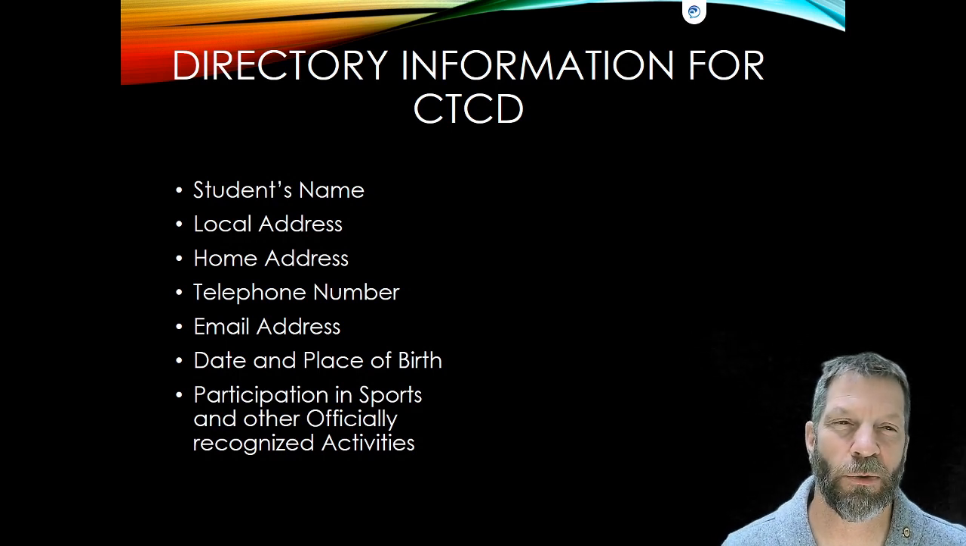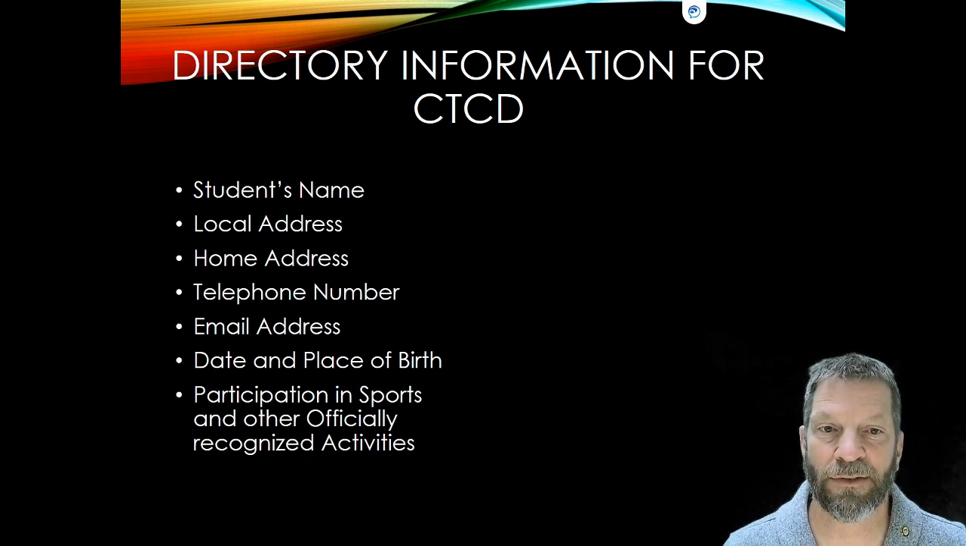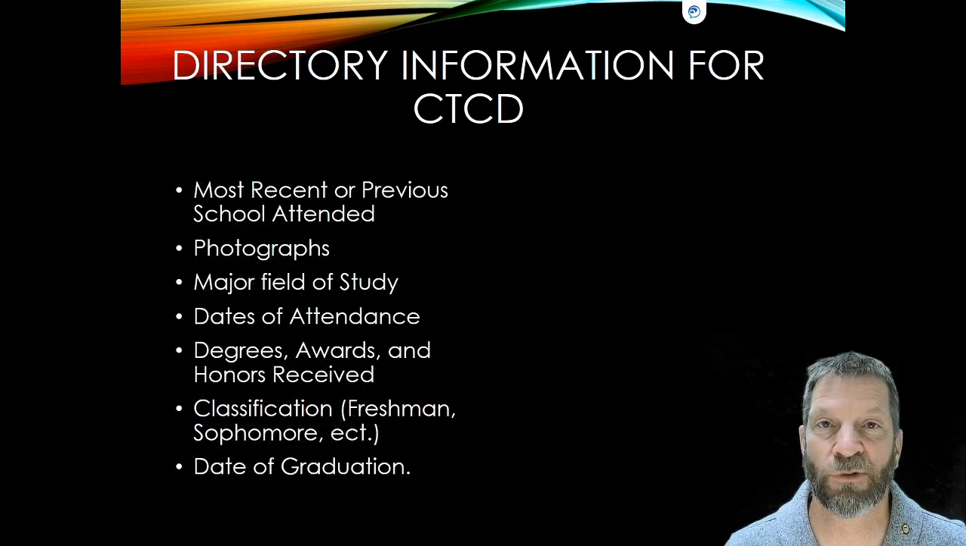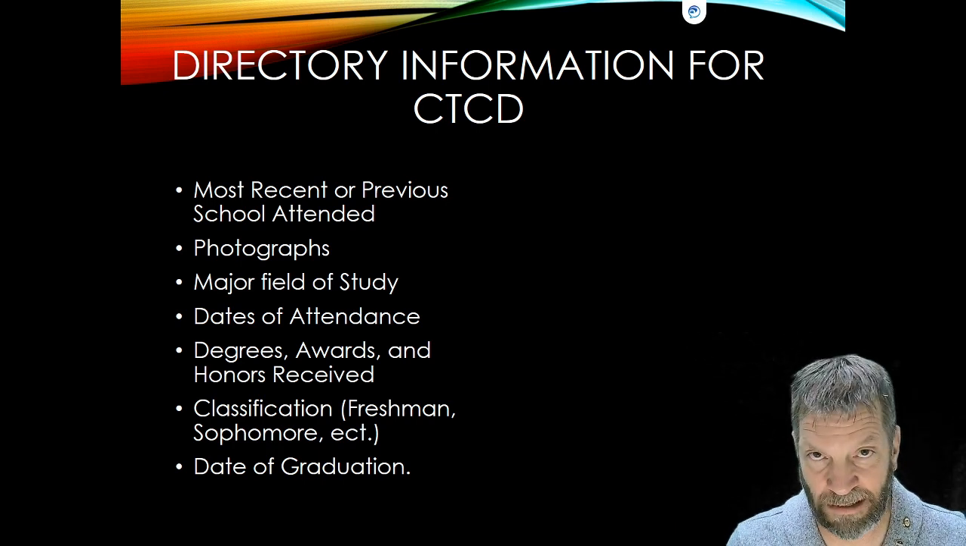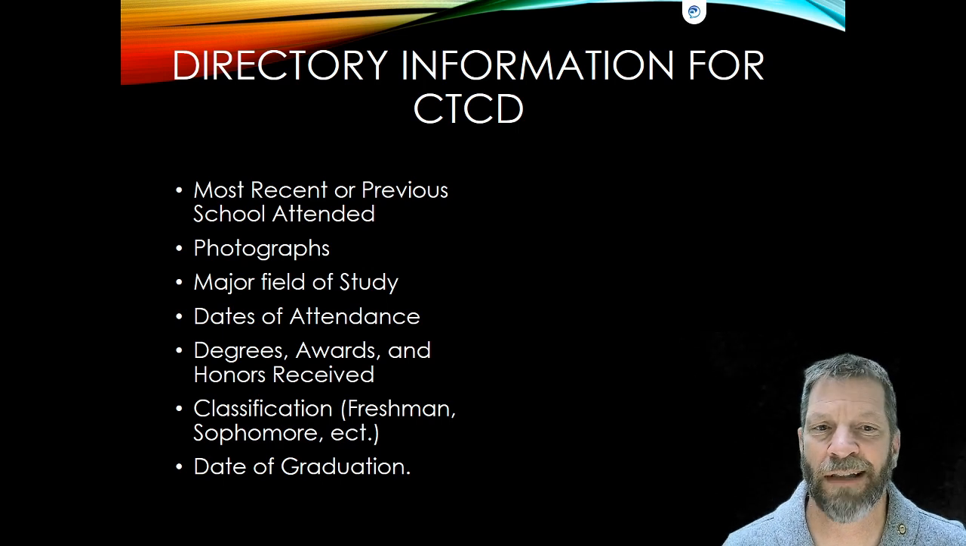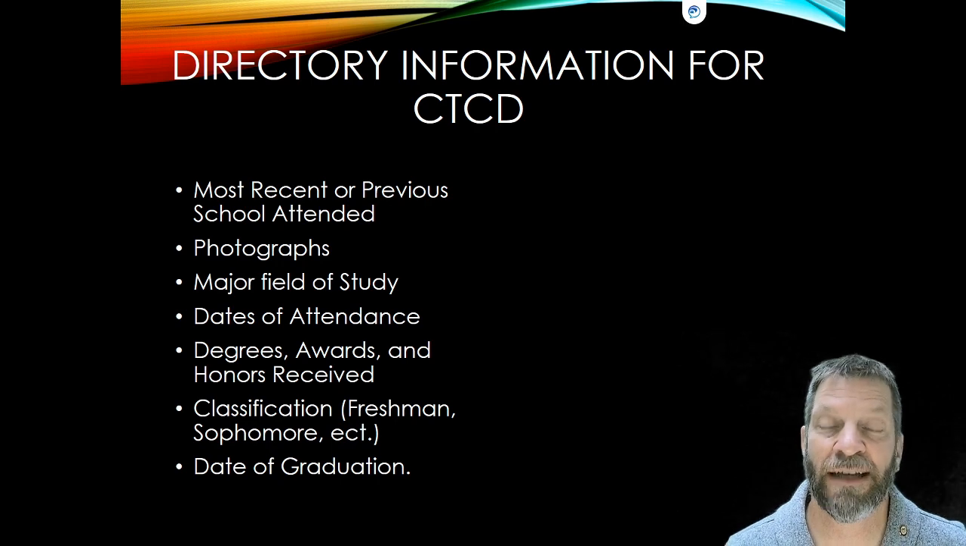CTC considers the following information directory information: the student's name, their local address, home address, telephone number, email address, date and place of birth, participation in sports and other officially recognized activities, most recent or previous schools attended, photographs, major fields of study, dates of attendance, not daily attendance, but dates of attendance, degrees or awards and honors received, classifications such as freshman, sophomore, junior, senior, and dates of graduation.